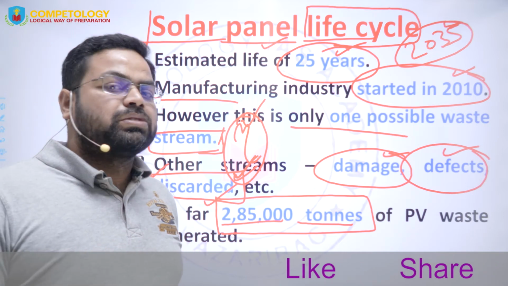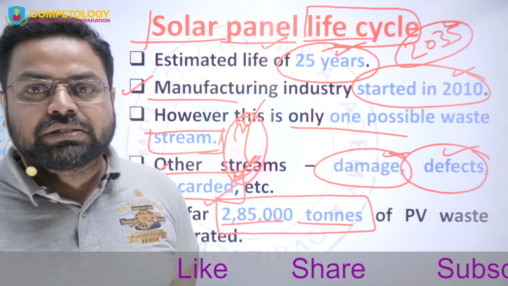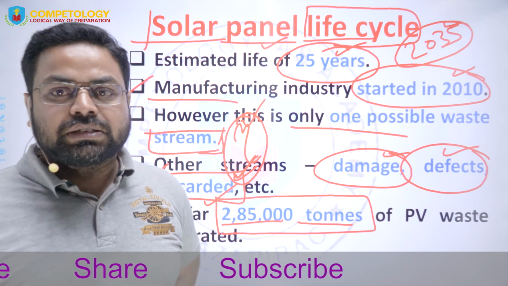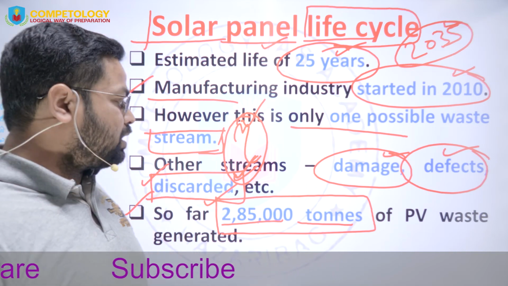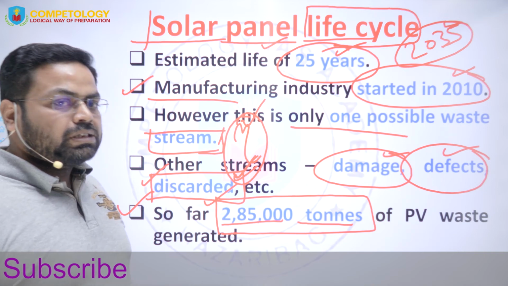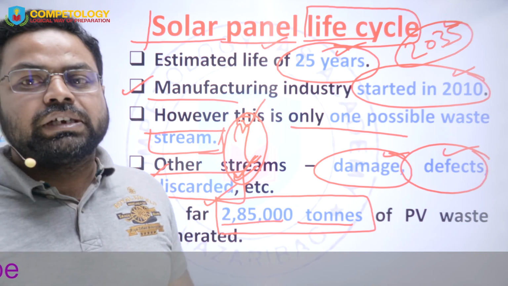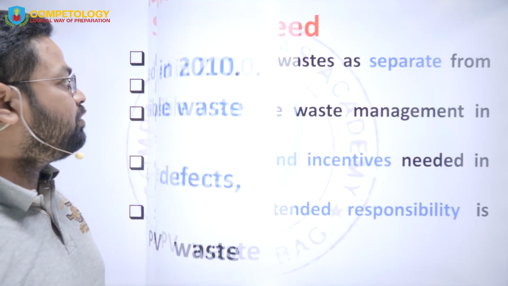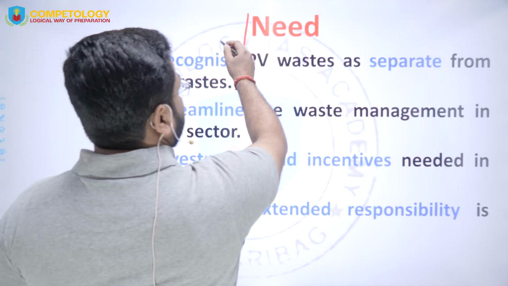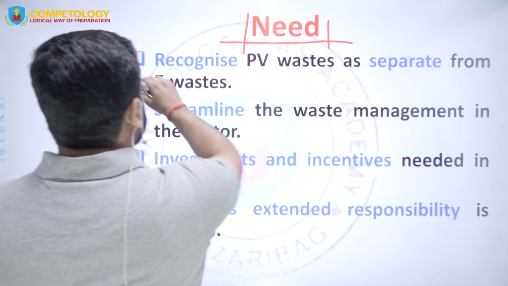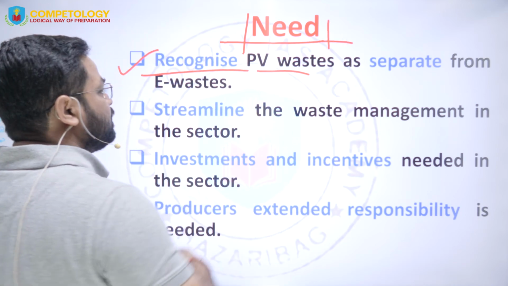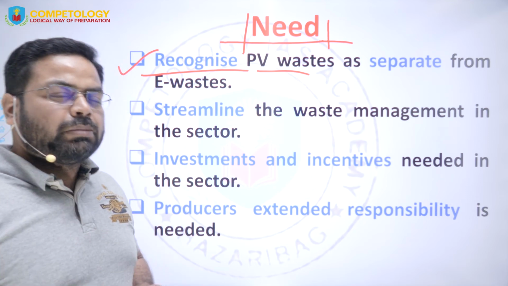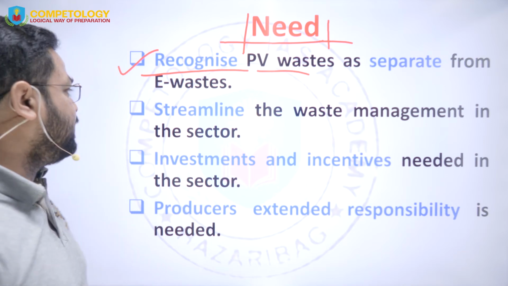Many of the people are using the PV systems to generate the electricity. They are using the meter in and meter out method, so that they will reduce their electricity consumption costs, and because of all those things the PV waste is going to increase in India. And that is why the government needs to focus on the waste management of the PV waste. And here what is the need? So first need is to recognize the PV waste as separate waste from the e-waste, so that proper focus will be there on the management of such kind of wastes.